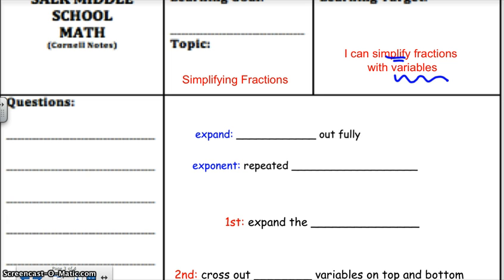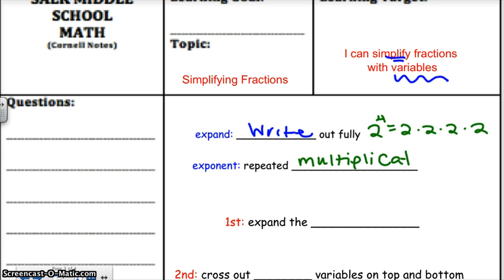Okay? First thing you need to know is the vocab word expand. Expand just means to write out fully. And we're going to be talking about expanding with exponents. For example, if I had 2 to the 4, that would be 2 times 2 times 2 times 2. That's what I mean by expanding. That's what we're going to do today. An exponent represents repeated multiplication, and you need to know that vocab word.